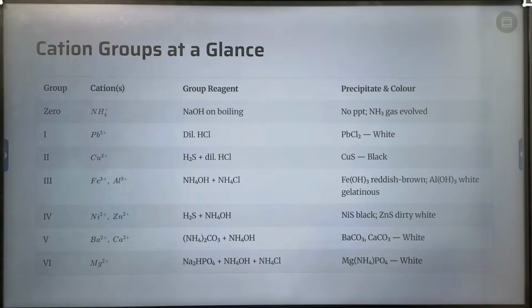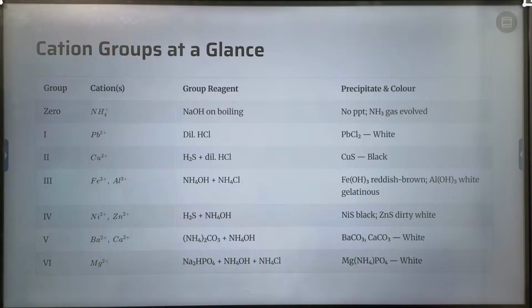And if it is a first group cation, from your syllabus it may be lead. The first group reagent is actually dilute HCl, and you add dilute HCl to the salt solution. If you get a white precipitate, then it may be the presence of lead chloride. When you don't get any precipitate here, then it may be the presence of the second group of cation.